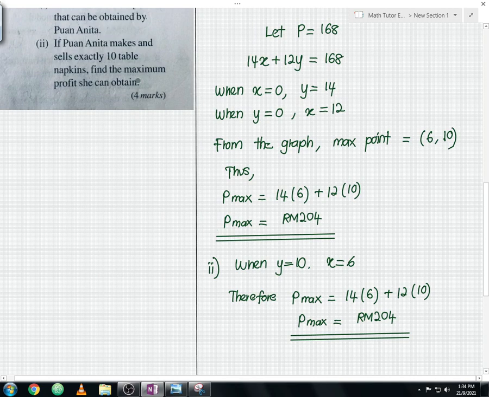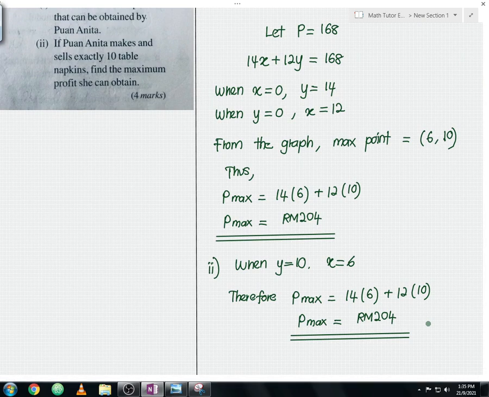They mentioned that if Puan Anita makes and sells exactly 10 table napkins, 10 table napkins means it's actually representing y equals to 10. So what you need to do is open the graph paper and look at the value of y equals to 10, and find the maximum value for the x when y equals to 10. In this case, the possible maximum value is 6. So that's why you see the answer for the question C part 1 and question C part 2 is the same. I hope you guys are clear about this.